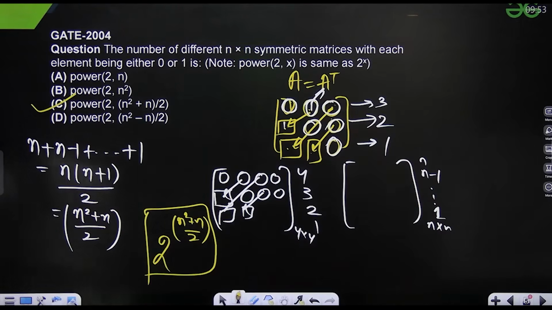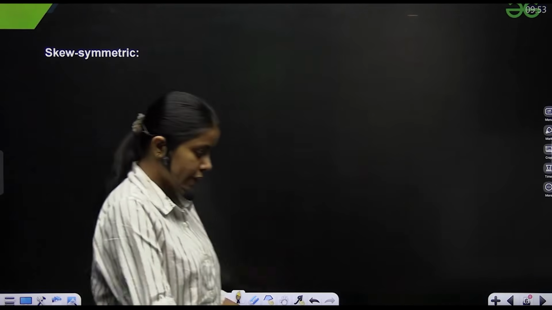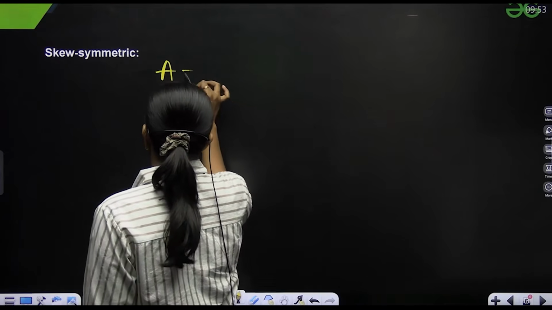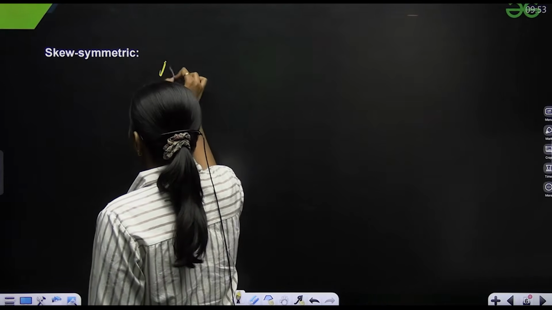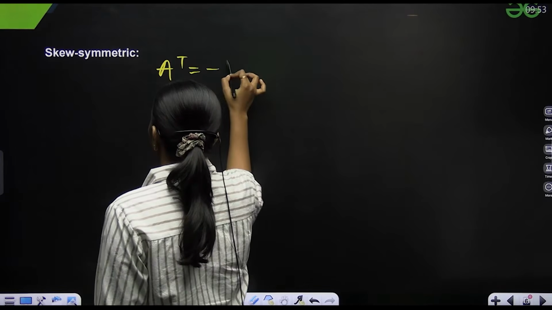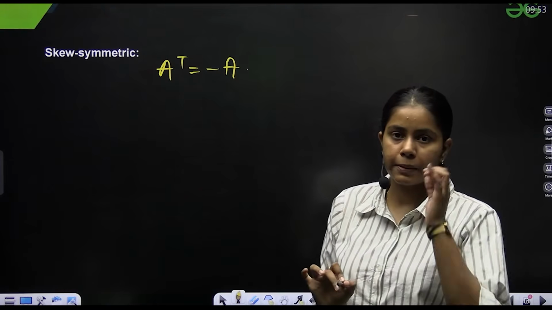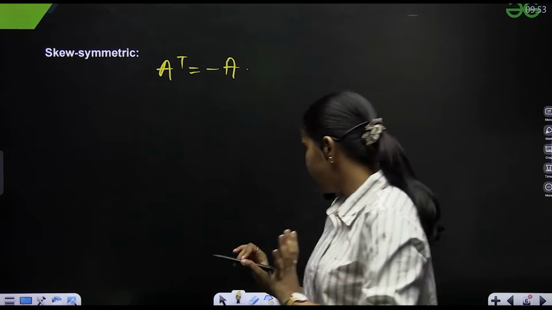Now let's see the next thing. Next thing we have here is the skew-symmetric matrix. So the question arises: what is a skew-symmetric matrix? Any matrix in which we have A equals minus A transpose, or I'll say that A transpose is equal to minus A, then I'll say that it is a skew-symmetric matrix. Right? For a skew-symmetric matrix, if I take the transpose, it would be equal to the negative of A.